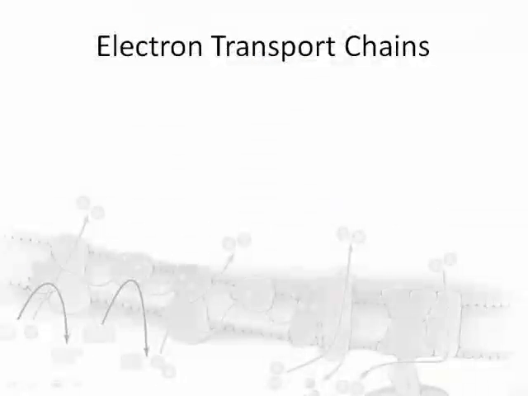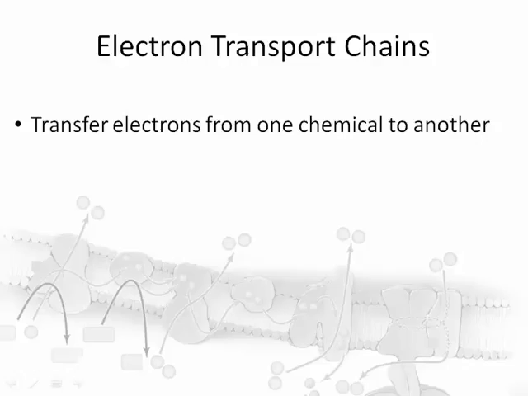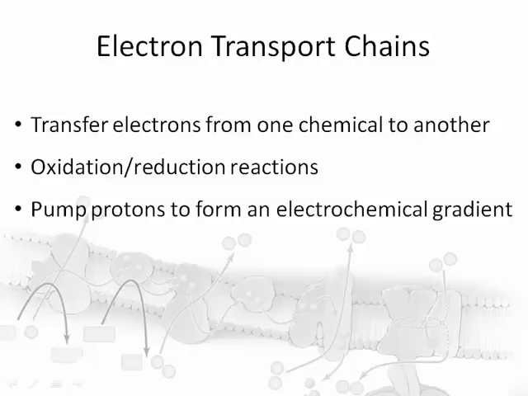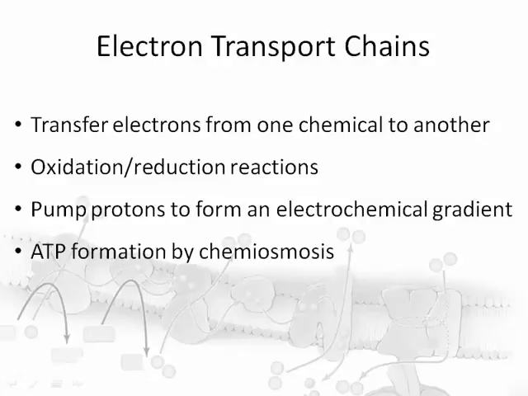In this video, I will examine electron transport chains. What are they? How do they work? Why are they used? As their name indicates, these chains transport electrons. They do this with a series of oxidation-reduction reactions. As electrons move down a chain, their energy is used to pump protons across the membrane to form an electrochemical gradient. The gradient is then used for cellular operations, such as the generation of ATP by chemiosmosis.